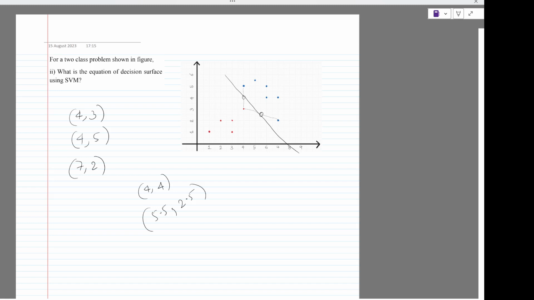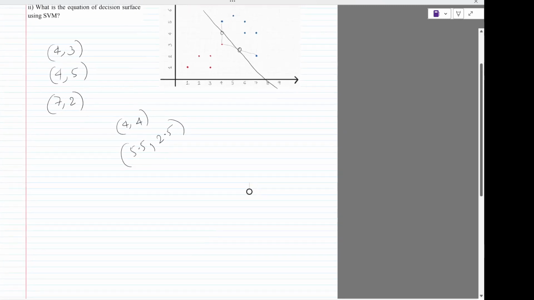So we need to find the straight line which passes through these 2 points. So what we do is y minus 4 is equal to 4.5 minus, sorry, 4 minus 2.5 upon.